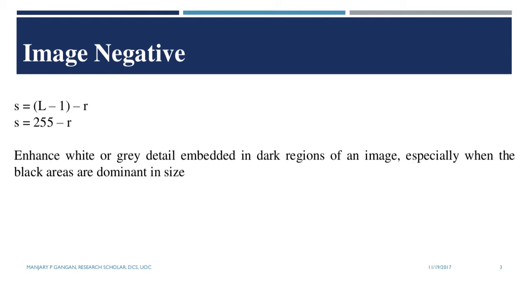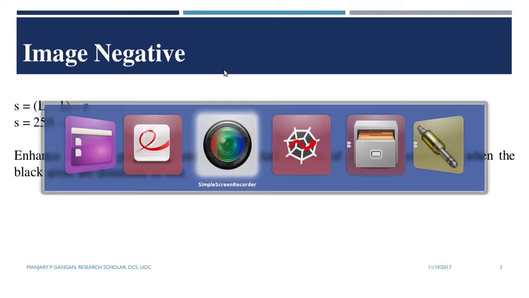Image negative is particularly suited for enhancing white or gray level details embedded in dark regions of an image, especially when the black areas are dominant in size. Let us now try to compute image negative using Python.